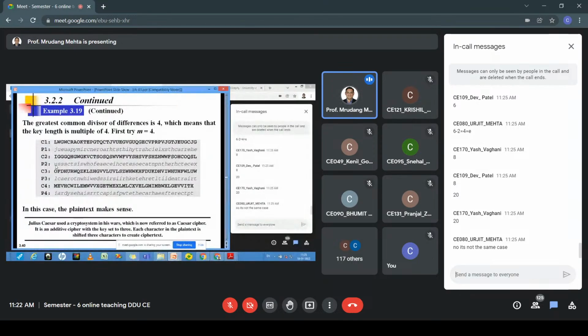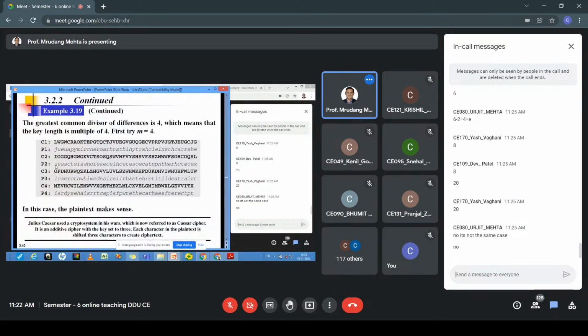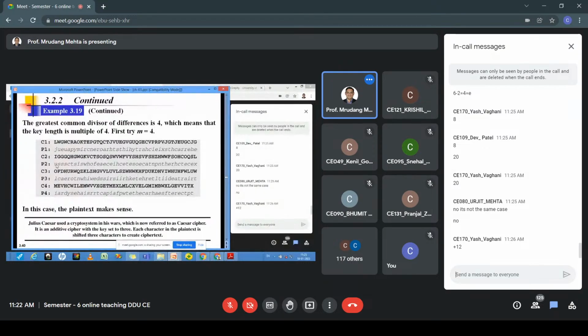No, it is not going to be 2. It is different. We want the conversion of I to U. How can it be done? What will be the shift? Plus 12. So here a different shift.